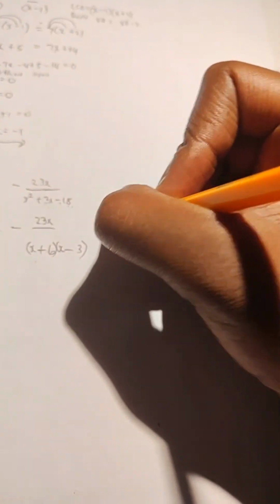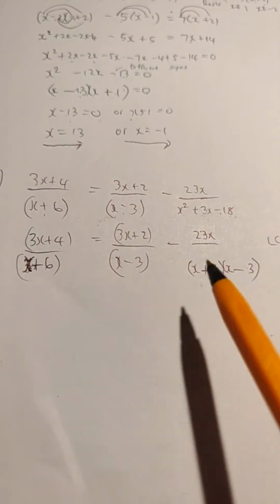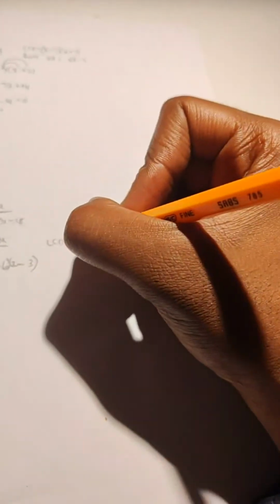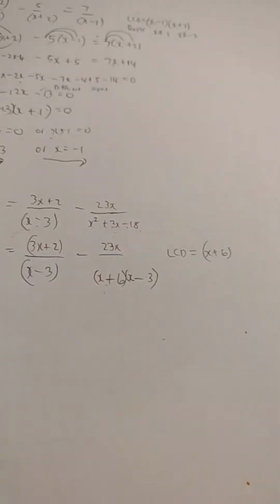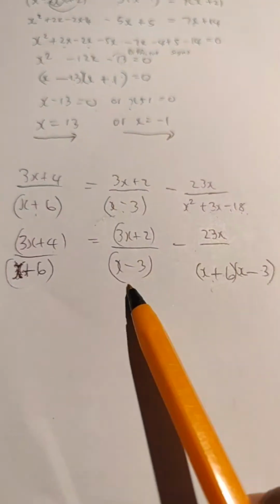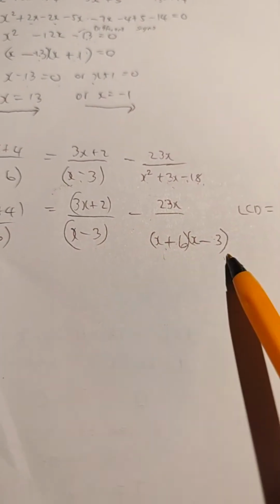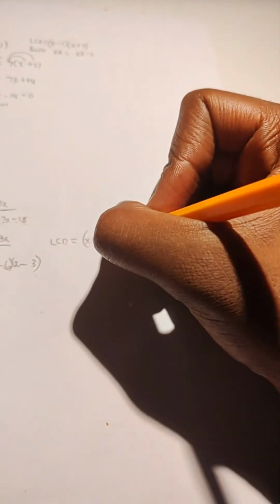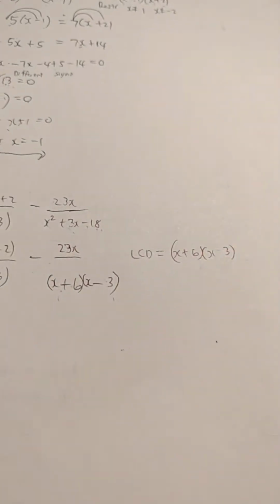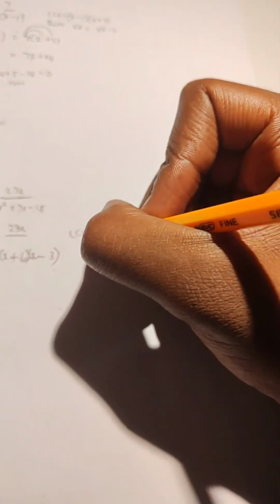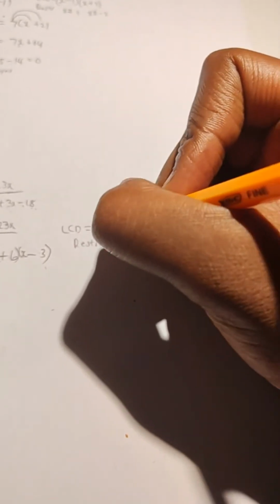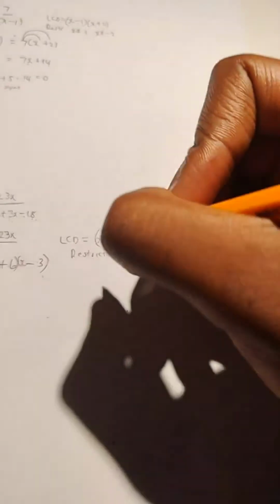Now I can write down the LCD. x plus 6 and x plus 6 are common, so I'm going to write x plus 6 as a LCD. x minus 3 is unique as well, but common, so I'm going to write x minus 3 once as the LCD. Then I write my restriction. So the product of x plus 6 and x minus 3 is my LCD.